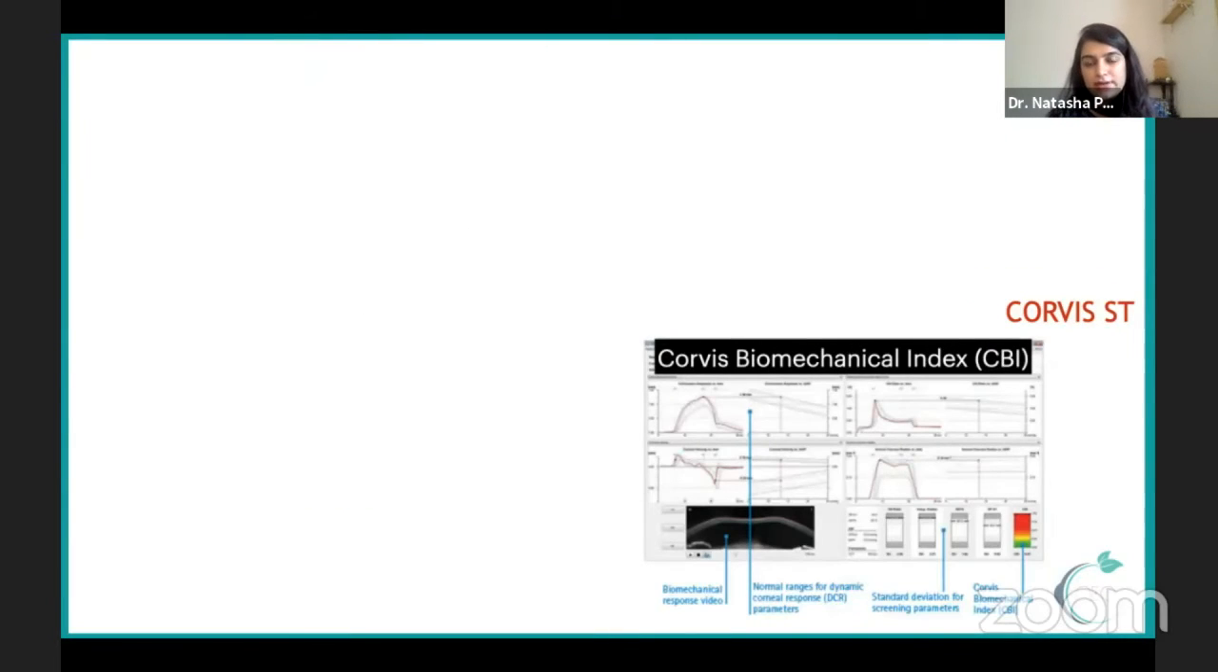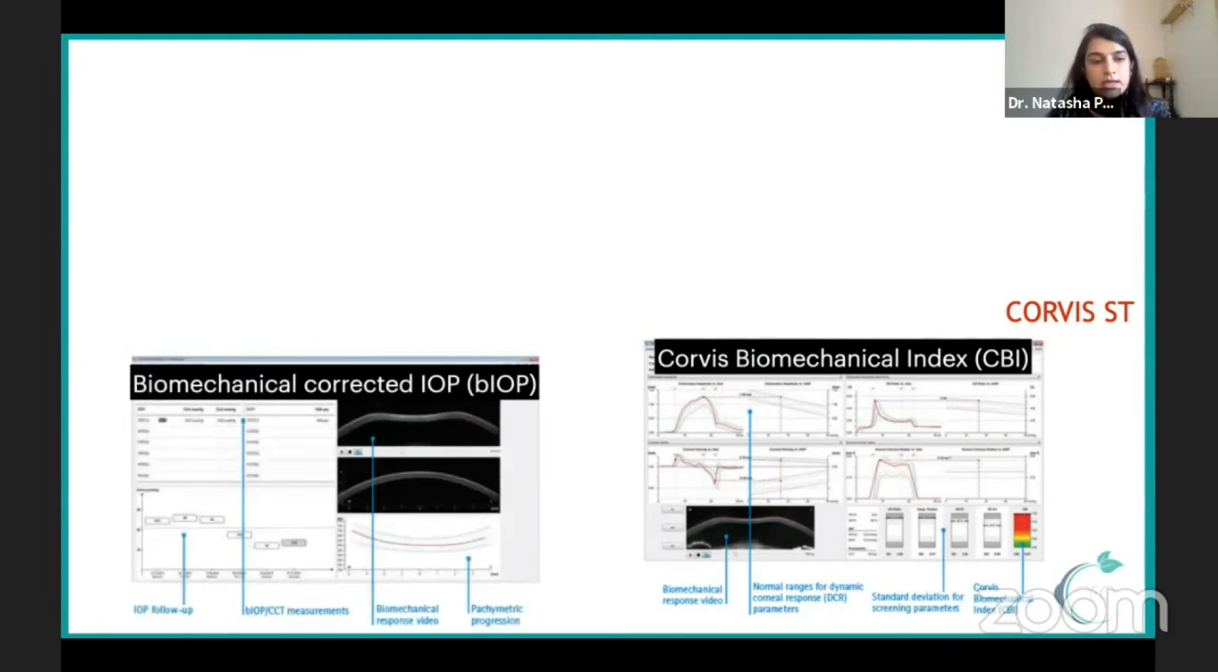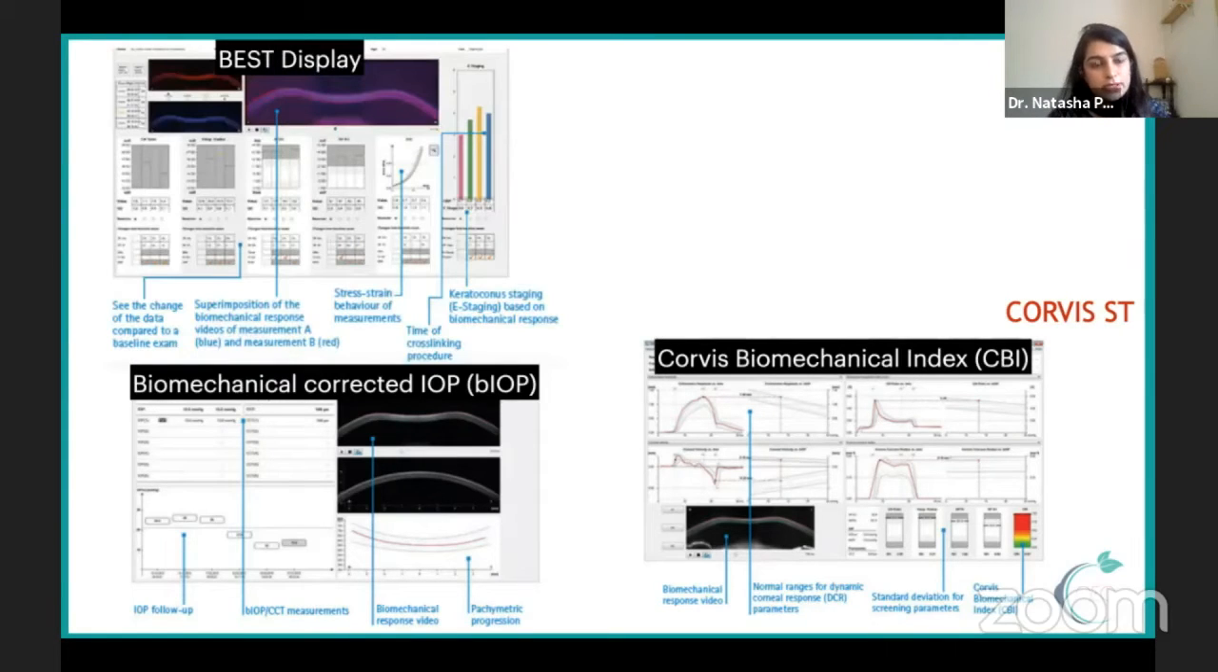But the newer device gives us what is called the Corneal Biomechanical Index, or the CBI, proposed by Vinciguerra. Essentially, after a regression analysis, it gives us how strong the cornea is. It also gives us the biomechanically corrected IOP, which is slightly more robust than the corneal compensated IOP.